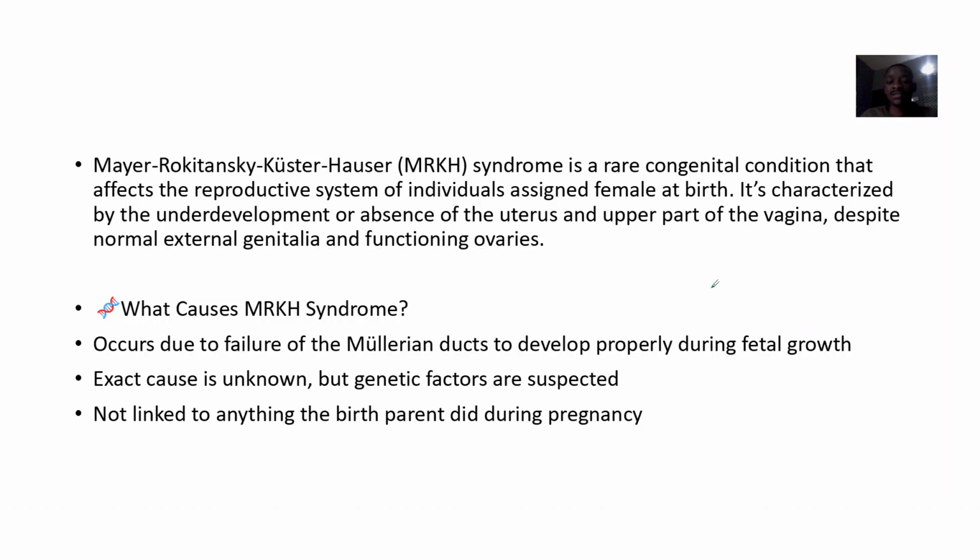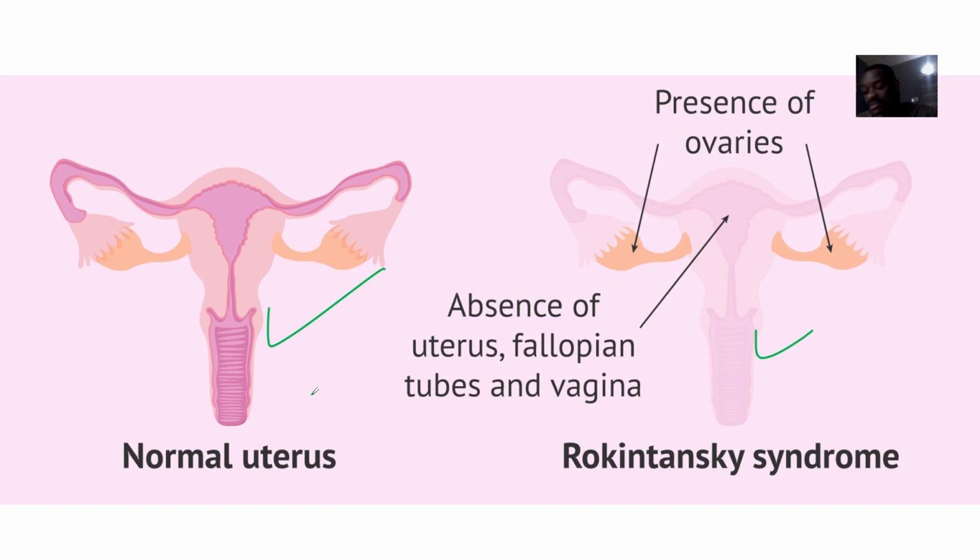So sometimes there's absence of uterus only. Alright, so sometimes also the upper part of the vagina, despite the person having an external genitalia that is normal. Alright, but the person is not having these things inside. So what causes it? It's usually due to failure of Müllerian ducts to develop properly during fetal growth. The exact cause is not known, but genetic factors are always implicated. It's not linked to anything the parent did during pregnancy, so it's just genetic solely.